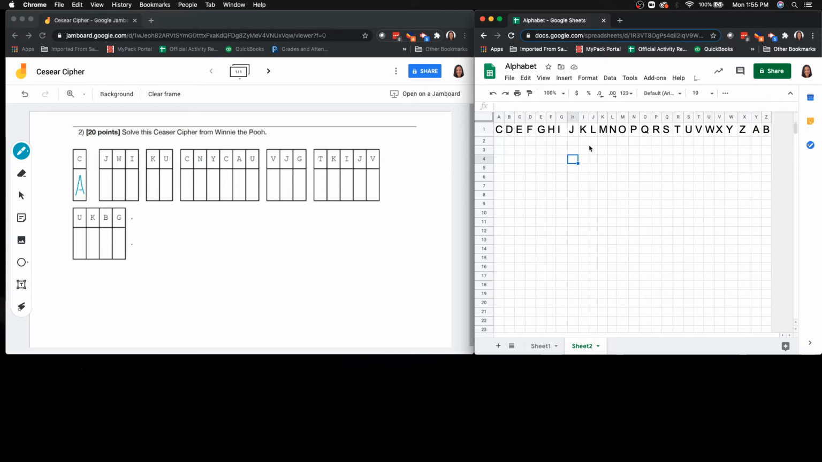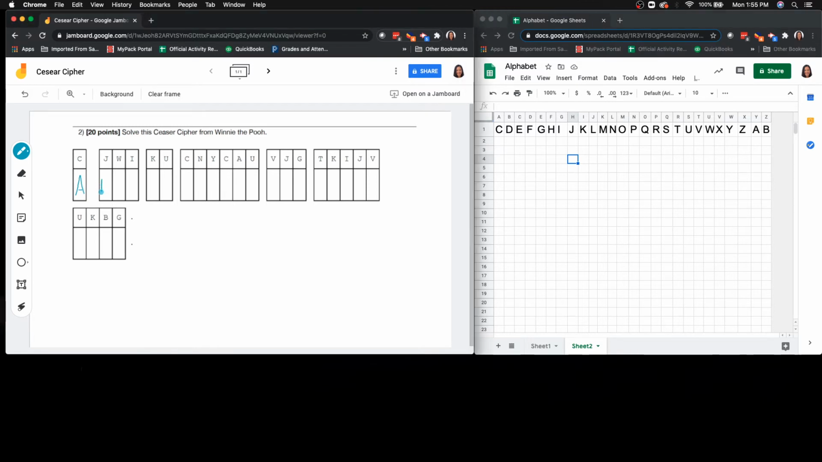So a J equals an H. Okay, W is a U. Oh, is this going to be a word? I is a G. Oh, a hug. I think we might have the code. So let's do a couple more here. K. So we come down here. K is an I.